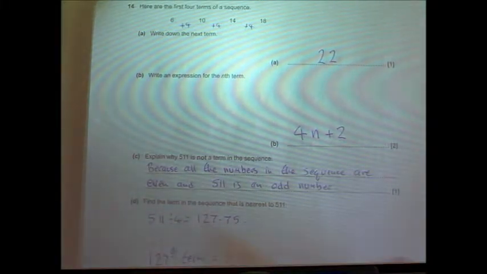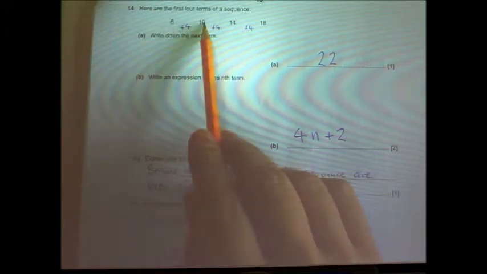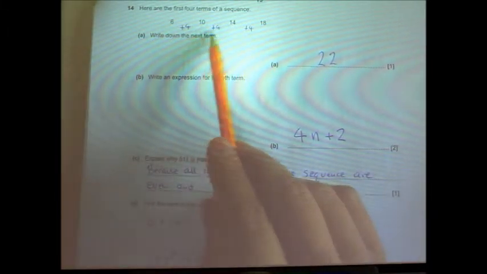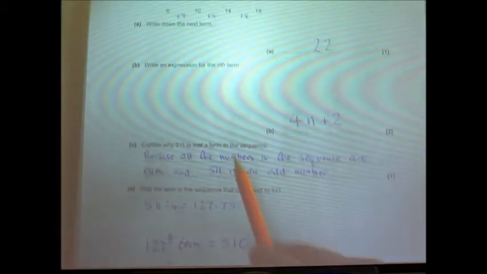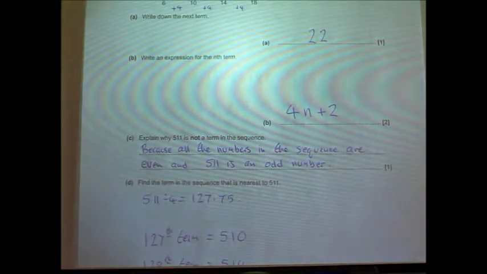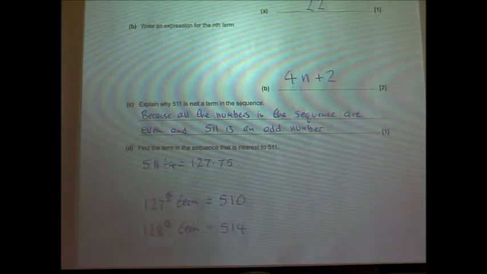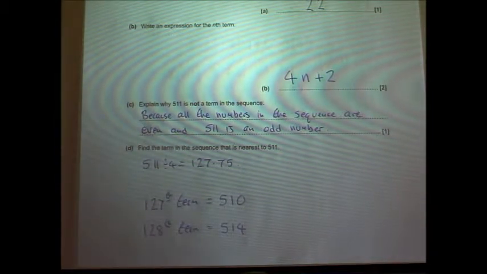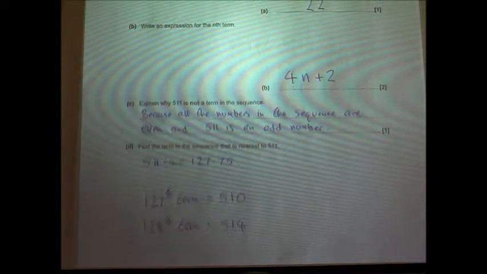It's a nice easy one, this. All of these numbers in the sequence are even numbers, and they're always going to be even numbers because they're going up by an even number each time, and 511 is an odd number. So my answer is because all the numbers in the sequence are even and 511 is an odd number.